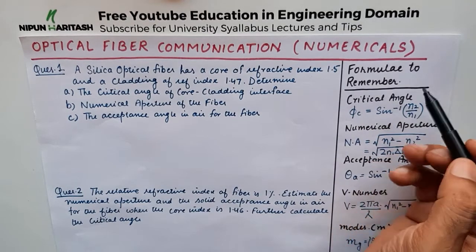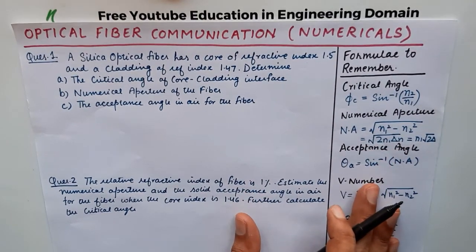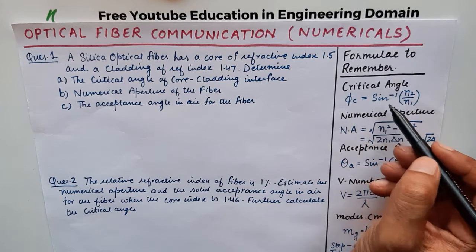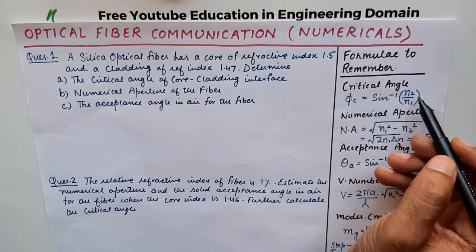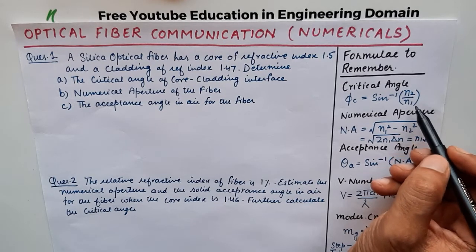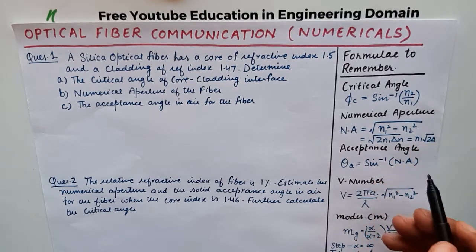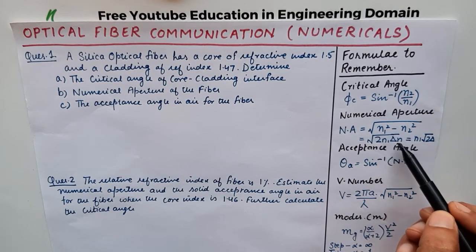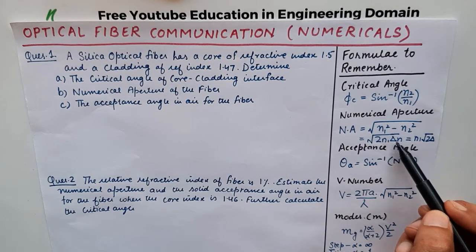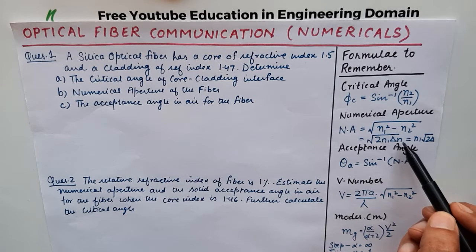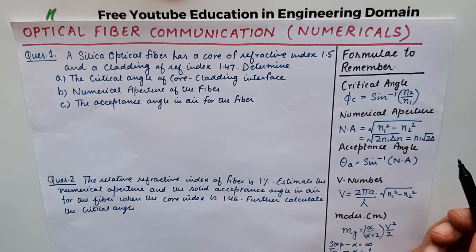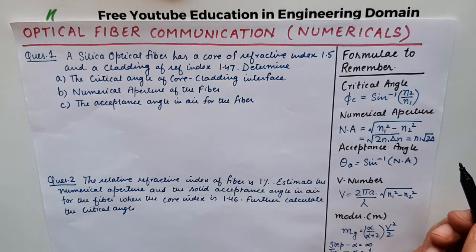So formulas to remember are written on the right hand side. The first formula that you need to remember is that of critical angle. I've represented it with phi c. It is sine inverse of n2 by n1, where n2 is the refractive index of cladding, n1 is the refractive index of core. Then we have the formula for numerical aperture in terms of refractive indices, and then the formula for numerical aperture in terms of delta n, which is the difference of n1 and n2, and then we have the formula in terms of delta, which is relative refractive index, n1 minus n2 upon n1.